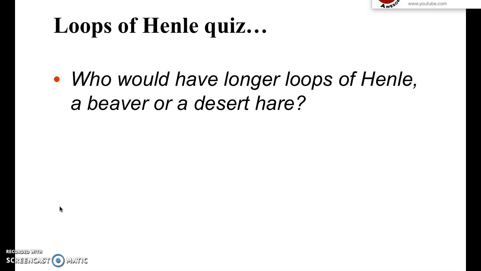The beaver lives really close to water, hence replenishing the water that has been lost in the form of urine or sweat or any other mechanism is not as much of a problem as it would be for the hare. So the loop of Henle is essentially reabsorbing water. Any animal that lives in a place that has a scarcity of water will have a longer loop of Henle.